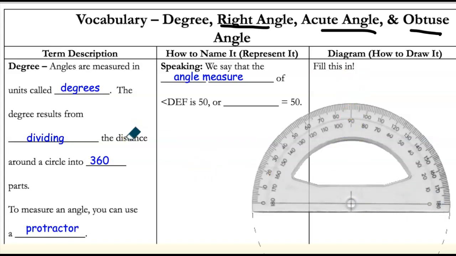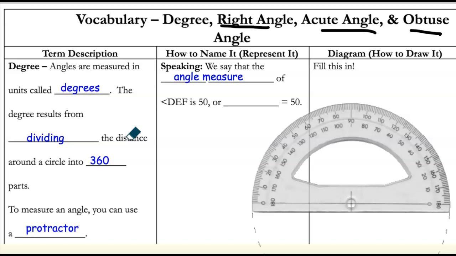So how do they get the degrees in a circle? Well, they take it by dividing the distance around a circle into 360 parts. And this would measure up to 360 degrees. So you've probably done something like this, like if you're skiing or something like that, you've gone all the way around, and we call it a 360.